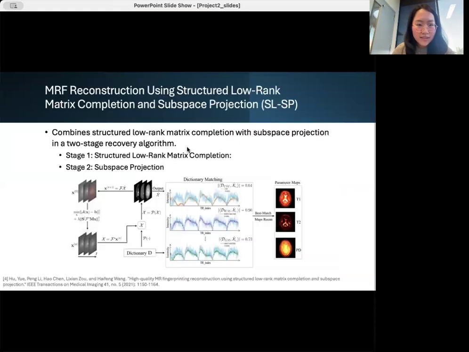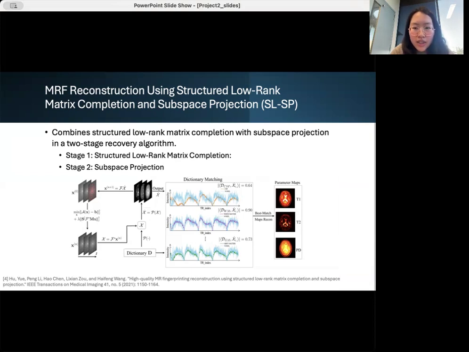Hi, I'm Siqi Wang, and I'm going to introduce the SLSP method, which is short for MRF reconstruction using structured low-rank matrix completion and subspace projection. This method combines structured low-rank matrix completion with subspace projection in a two-stage recovery algorithm.